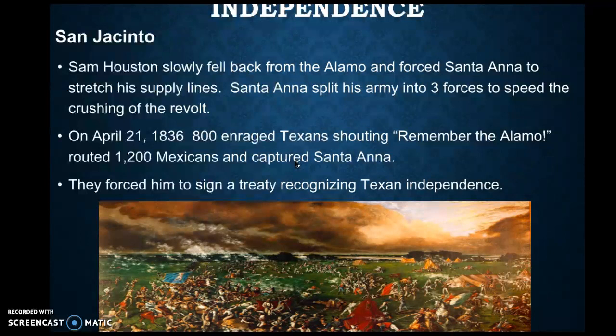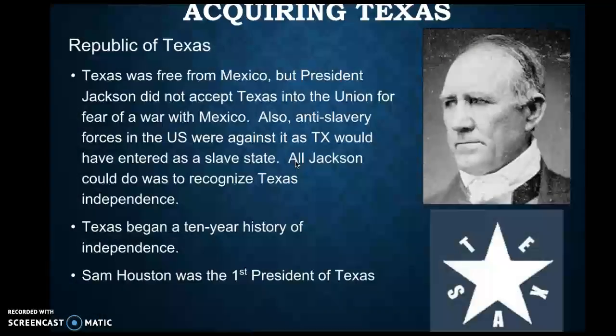So we have our independence. That's awesome. What are we going to do? Sam Houston becomes our first president. We are our own nation for about 10 years. The U.S. does not let us enter the Union. So Jackson is president at the time. We're already seeing some sectional divides between slavery and anti-slavery, the South and the North. And so if Texas entered the Union, that would throw off the balance of free and slave states. And that was not going to happen.